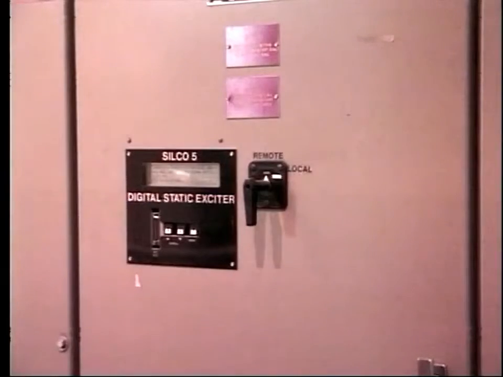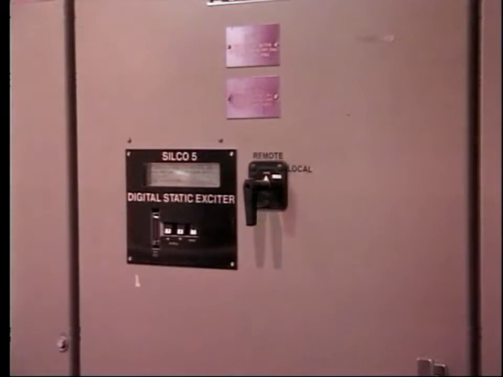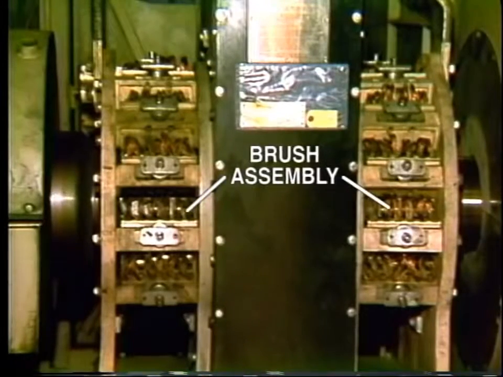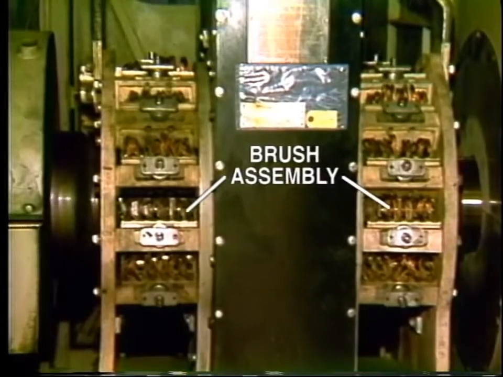Well, there are two possible sources depending upon the design of the machine. A common arrangement is to provide DC from a rectifier located in a nearby panel. This is known as static excitation. The DC is applied to the rotor winding through brushes running on collector rings.